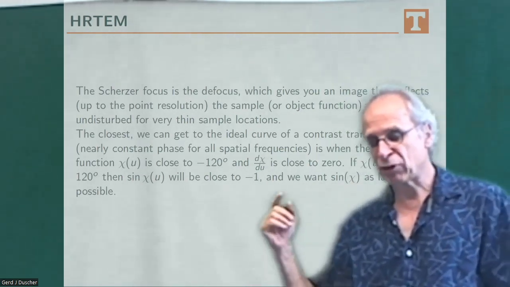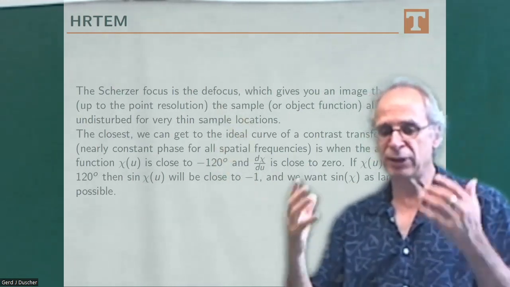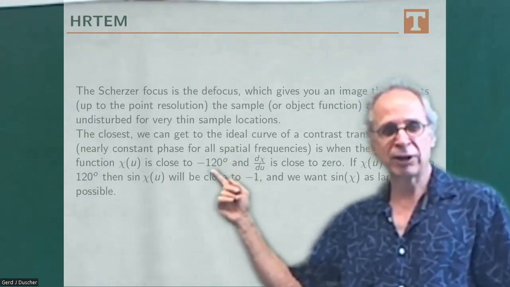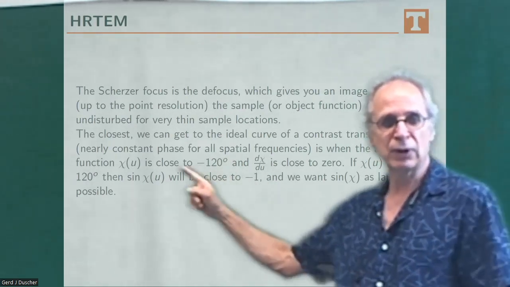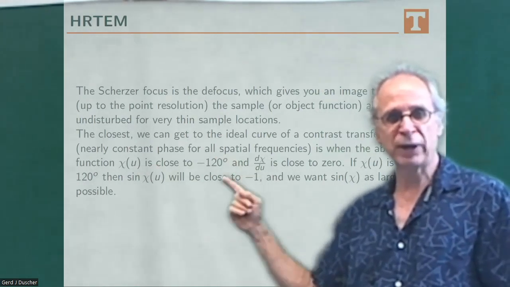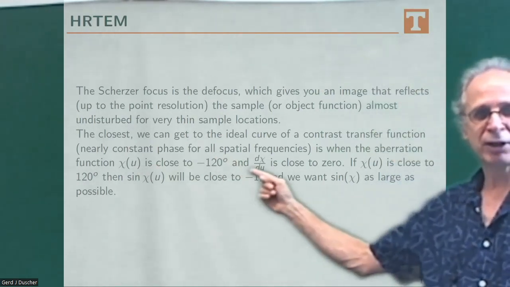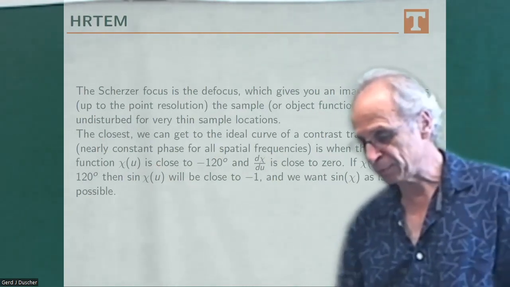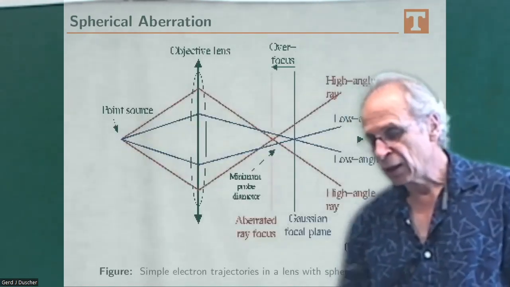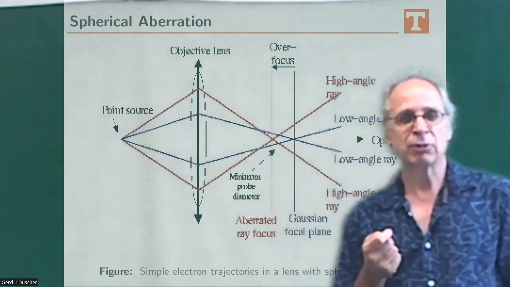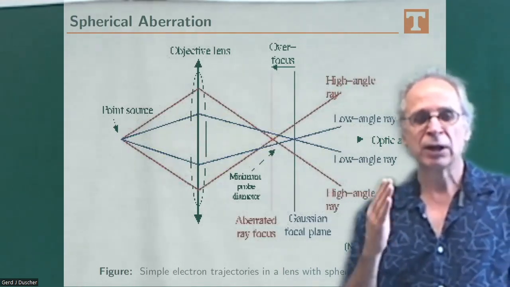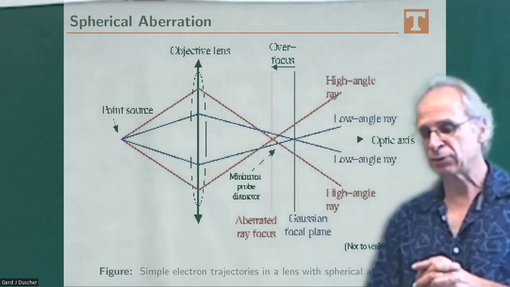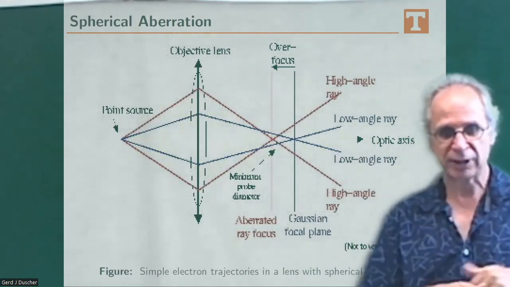So anyway, point resolution is obviously in real space. And so we have a defocus that makes this transfer function as good as possible. And so that's where the aberration function is as close to minus 120 as possible, and the change is close to zero with the angle. So the spherical aberration is the key aberration in an uncorrected microscope. The whole discussion moves down in order of aberration, and we'll talk about that towards the end of this lecture.